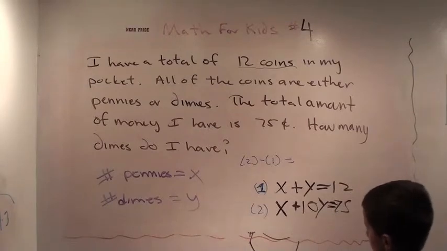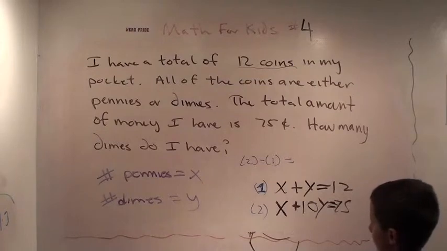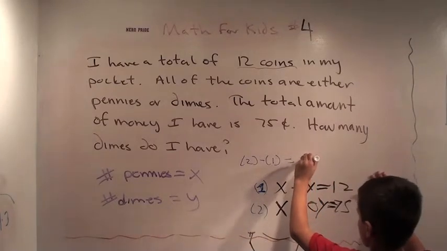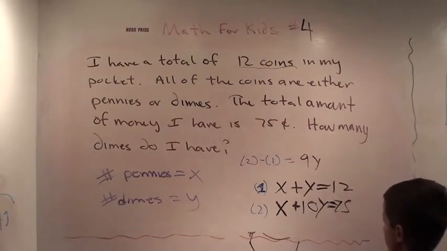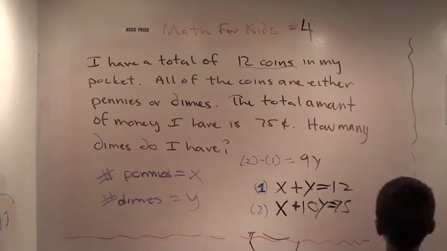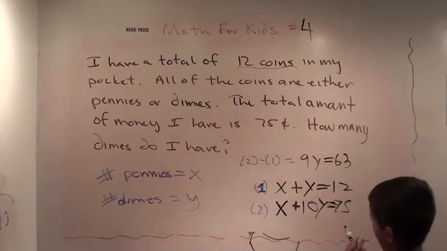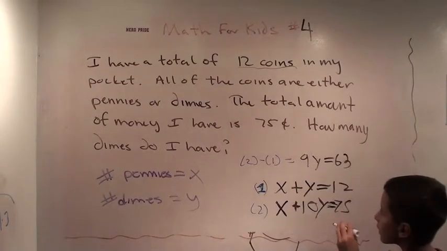Well, x minus x is 0. And 10y minus y is 9y. Very good. 9y, and 75 minus 12 is 63. Okay, so 9y equals 63. Great. So what does y equal? y equals 7.